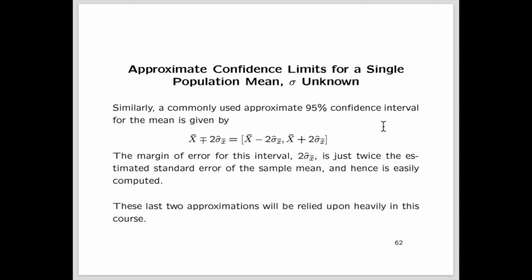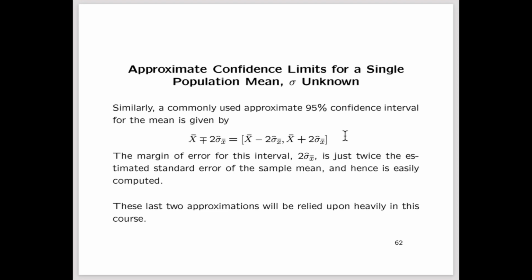We can also use that approximation in coming up with confidence limits, and so constructing an approximate 95% confidence interval would be given by this formula. The sample mean X bar is our starting point, and then we go 2 estimated standard errors to the left of X bar to get the lower endpoint, and 2 estimated standard errors to the right of X bar to get the upper confidence limit. And so the margin of error for this interval, 2 times the estimated standard error of X bar, is a reasonable approximation, easily calculated.